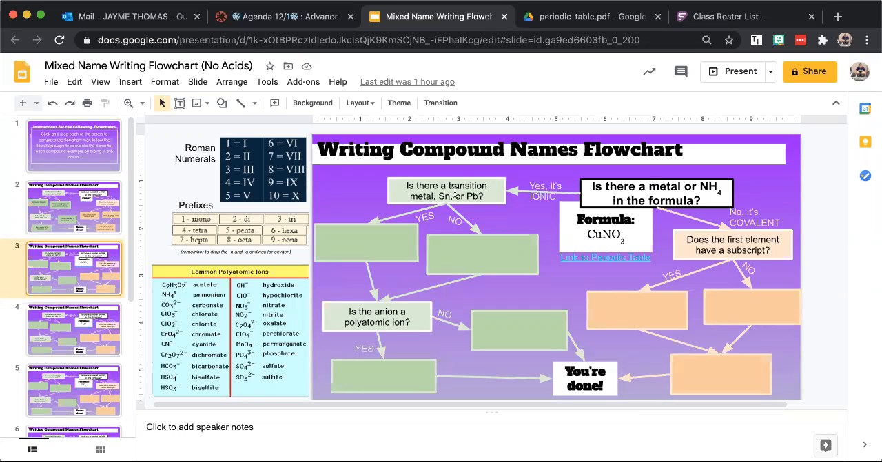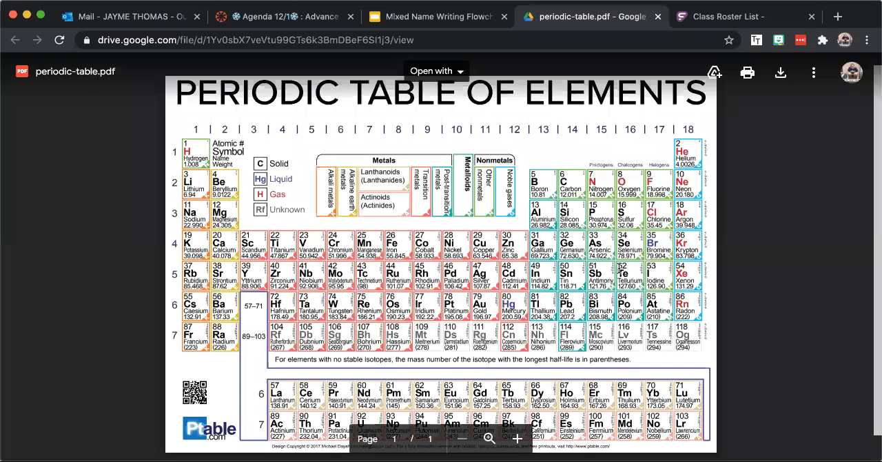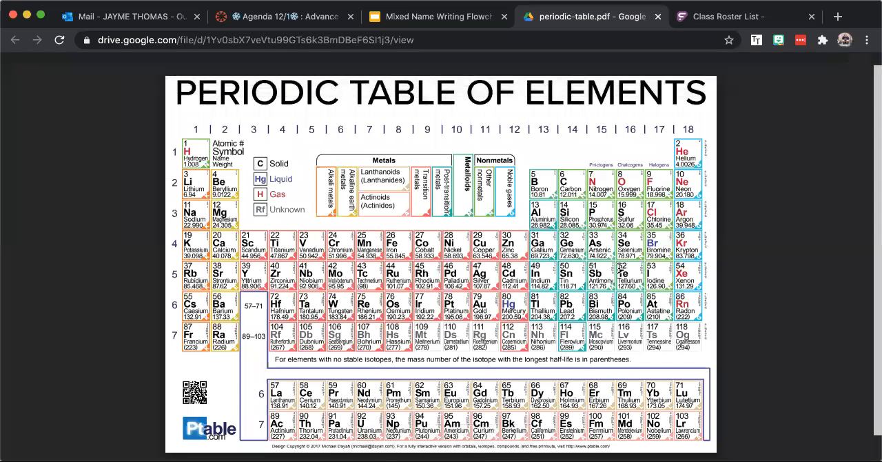Okay, obviously we know it's not Sn or Pb, because you guys just said it's Cu, but is Cu a transition metal? So let me go back to our periodic table so y'all can see if you don't have one pulled up. Yes, it is. Okay, Cu is right here in the middle area. That is a transition metal.